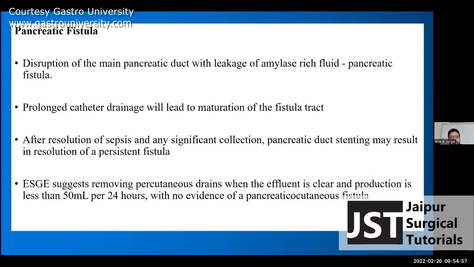Now, most of these patients, up to one-third, eventually develop a pancreatic fistula, which occurs due to disruption of the main pancreatic duct with the leakage of amylase-rich fluid. And prolonged catheter drainage will also lead to maturation of the fistula tract. Once there is resolution of sepsis and any significant collection, PD stenting may result in resolution of a persistent fistula. And the ESGE guidelines suggest removing the percutaneous drains when the effluent is clear, production is less than 50 ml in 24 hours, with no evidence of a pancreatic or percutaneous fistula.